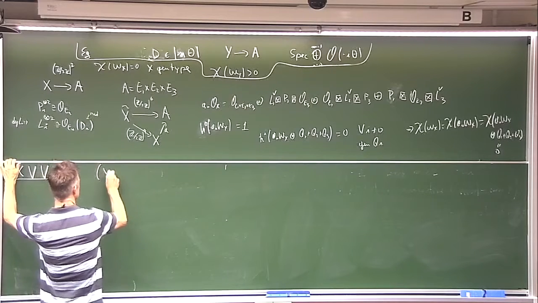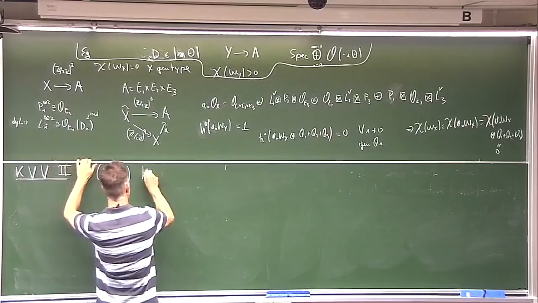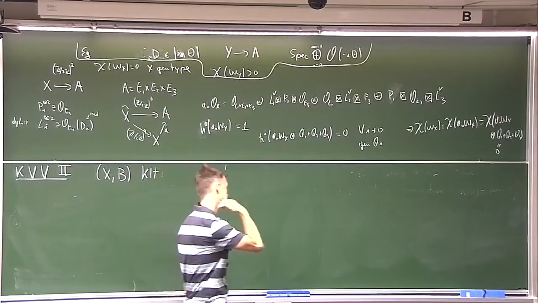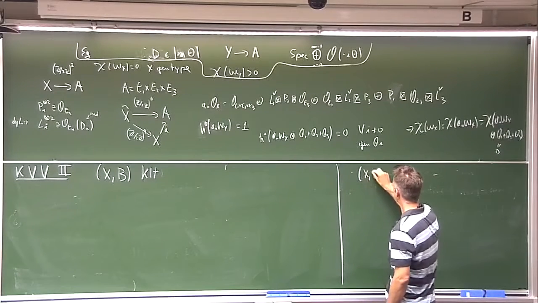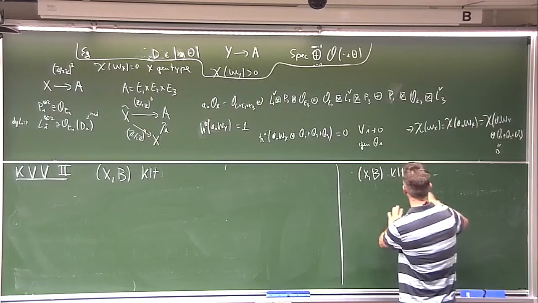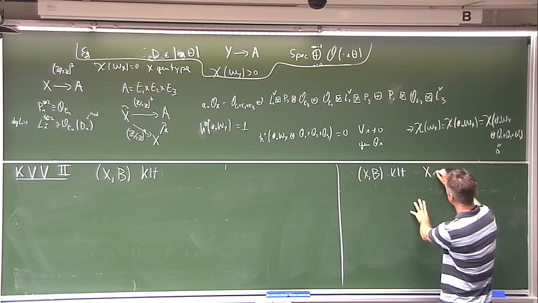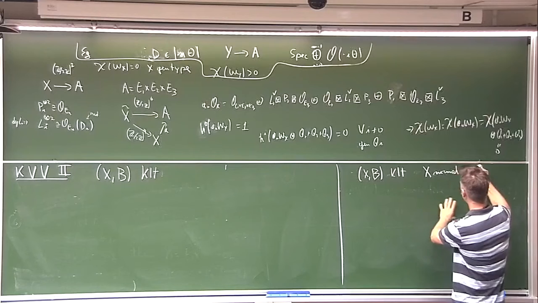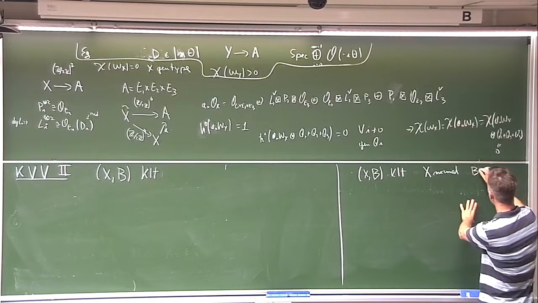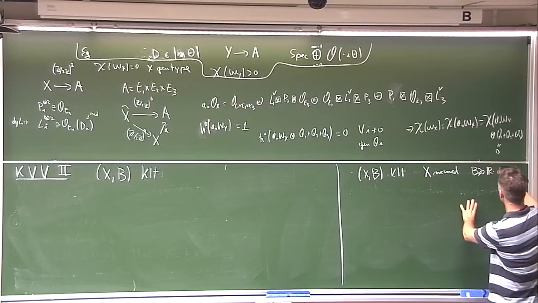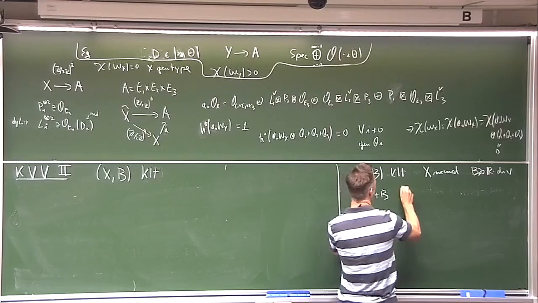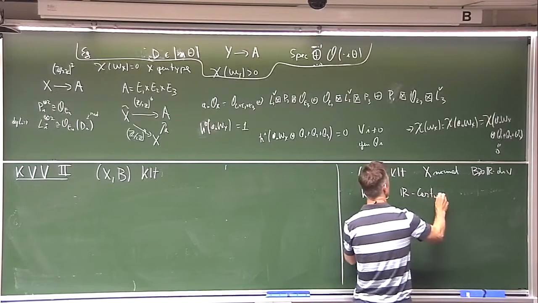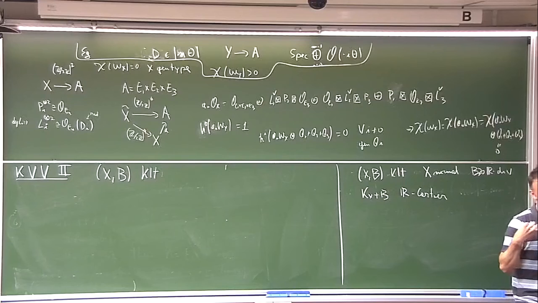So in this situation, I want to consider (X, B) to be a KLT pair. So I should remind you what KLT pair means. So (X, B) is KLT. So we want several things to be true. We want X to be normal. B has to be an effective R-divisor. We want that K_X + B is R-Cartier. So you can write it as an R-linear combination of Cartier divisors.